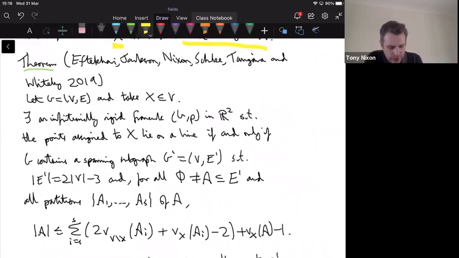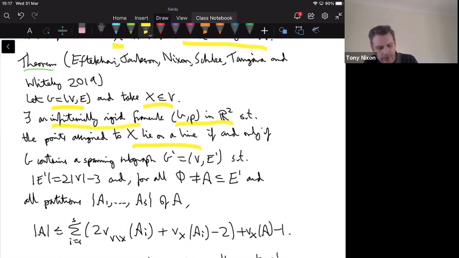Okay, so this is a theorem due to Yasser Eftekhari and a group of us whose names are probably familiar to you. What we do is we have a graph and we take a subset of the vertex set. Then we say there exists an infinitesimally rigid framework (G, p) in R2 such that the points assigned to X lie on a line. So you can imagine everything else is generic. The points in X are generic along some line, and they're allowed to move off the line. They just happen to lie on that line in this realization, and it's infinitesimally rigid.